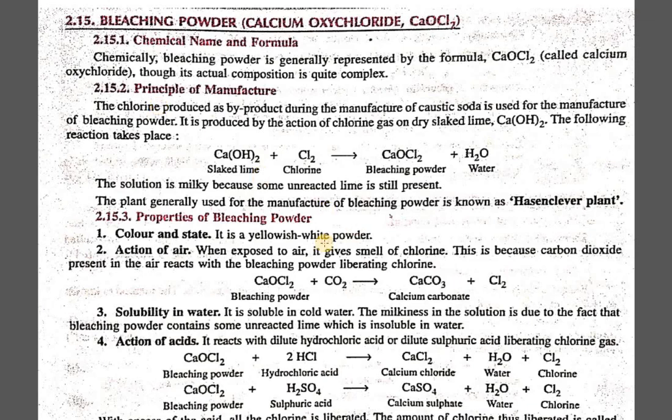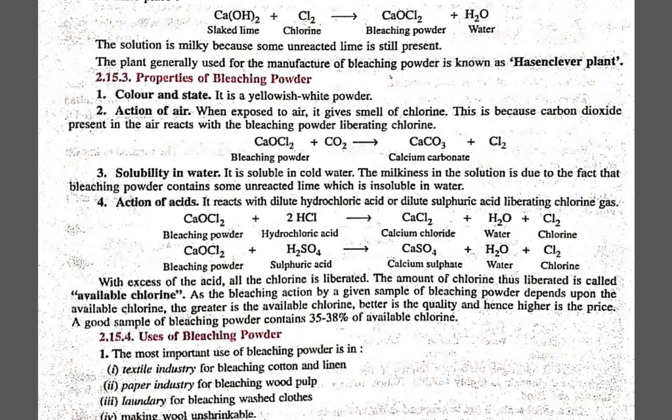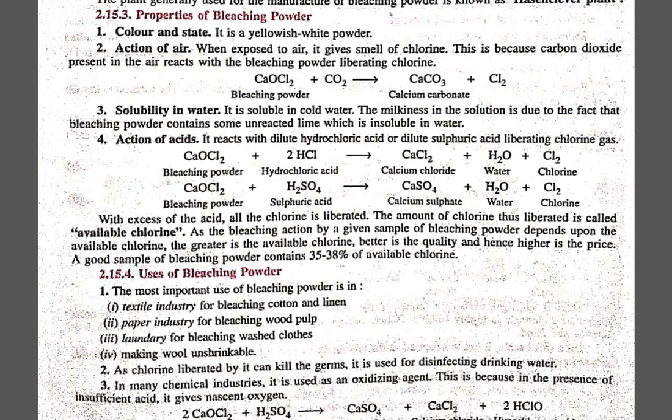Now moving on to the properties, once again color and state: I have already told you that it is a solid, yellowish white powder, and this reaction also I have discussed just now. When bleaching powder comes in contact with air, that is carbon dioxide present in the air, it forms chlorine gas, and that's why it gives a chlorine-like smell. Similarly, it is soluble in cold water, and the milkiness in the solution is due to some unreacted lime which is present and is insoluble in water.